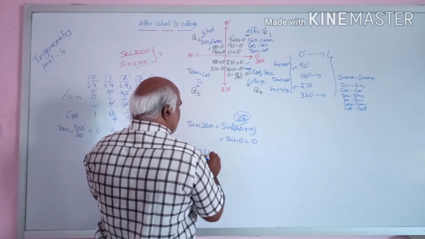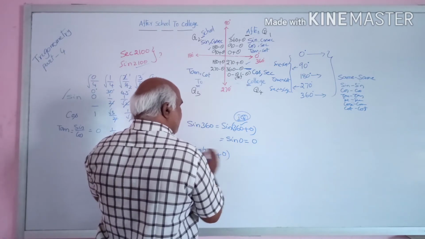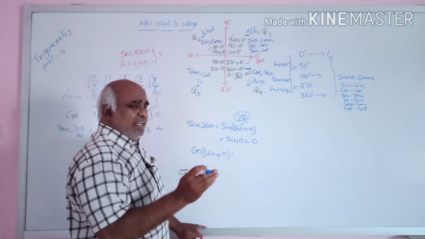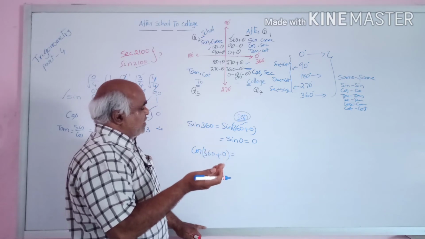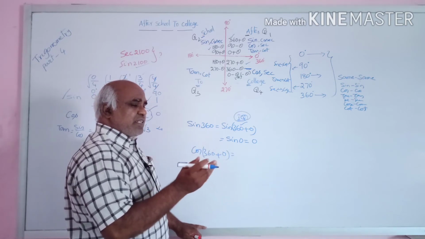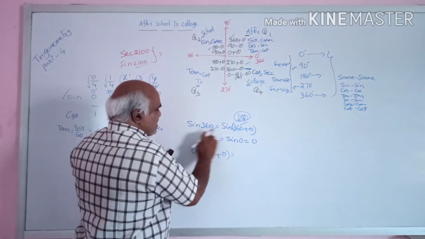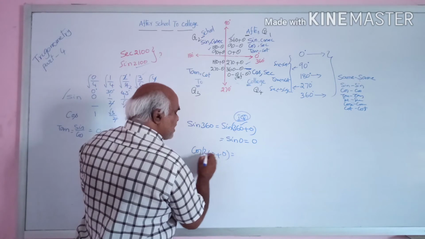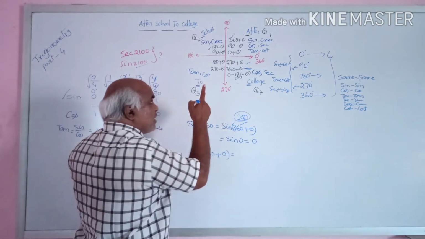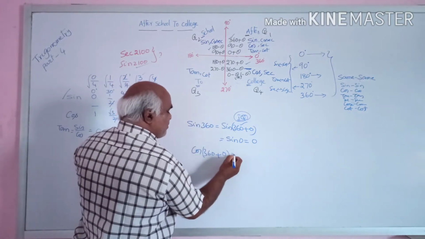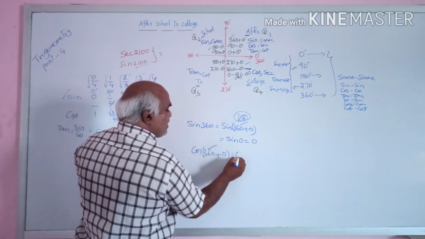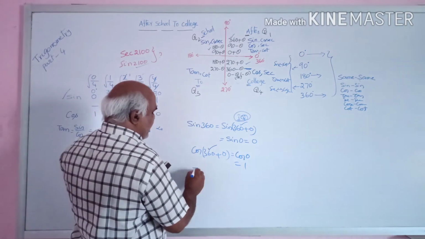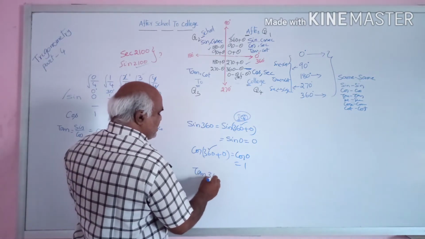Similarly, cos 360 value. You can separately calculate sin 90 plus 90, 90 plus 90, 4 times, or you can directly find the cos 360 value like this. Cos 360 plus 0 is in the first quadrant. In the first quadrant, all are positive. Therefore, positive. For 360, you get cos 0. Cos 0 is 1. Next, tan. Similarly, you can write tan 360.